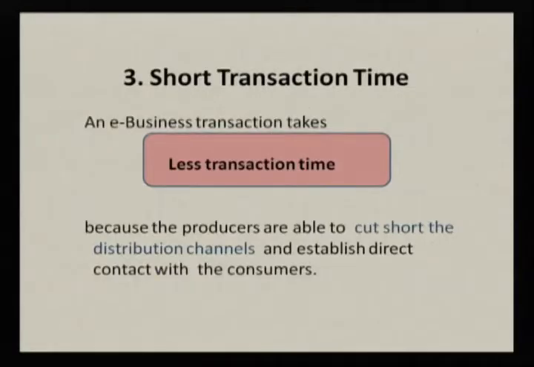The third is the advantage of a short transaction time. Since the producers are able to cut short the distribution channel, because there is a direct link between the wholesaler or the manufacturer and the consumer, the distribution channel comes down. It gets shrunk. As a result of that, there is direct contact with the consumer, and the total time required from placing the order to receiving your supplies also gets very reduced.